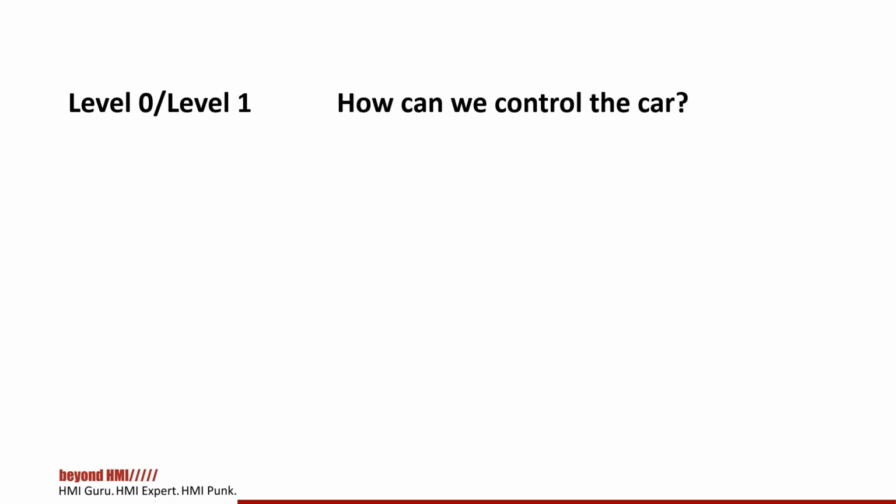Okay, so let's get down to the point. Let's get down to the HMI issues we have when we talk about the different levels of autonomous driving. The basic point is that we talk about level 0 and level 1. Level 0 meaning no autonomy. Level 1 means one direction, either lateral or longitudinal, is controlled by the car, which is basically a lane keeping system, or a cruise control with distance keeping. So in this level, the big question that we have is, how can we control the car?